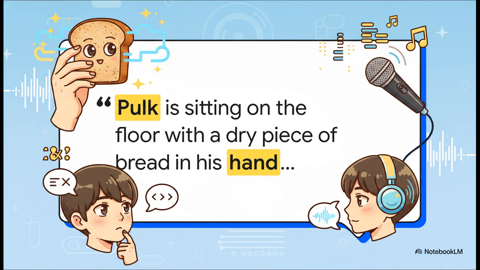For our example today, we had ChatGPT write a quick dramatic story to use as our baseline. It reads, Polk is sitting on the floor with a dry piece of bread in his hand, and his mother is standing in front of him. Heavy, right? It's a scene with real emotion and tension. Our goal is to take this exact plain text, feed it to our AI tools, and get back an audio track that genuinely sounds like a person narrating a compelling drama.